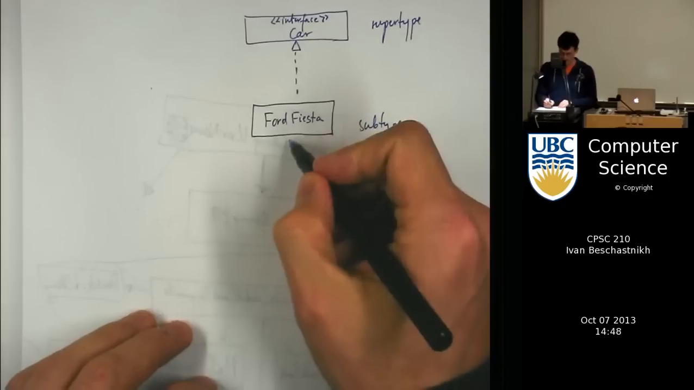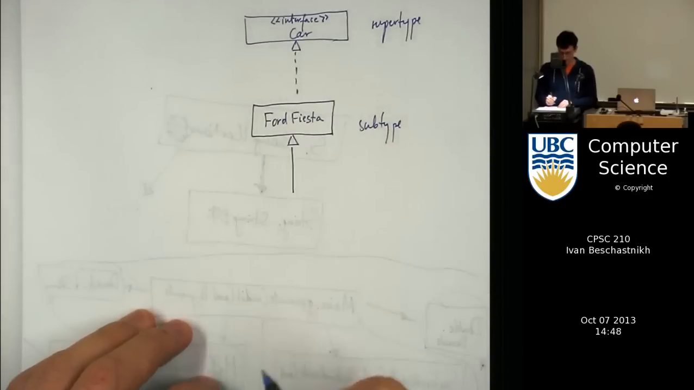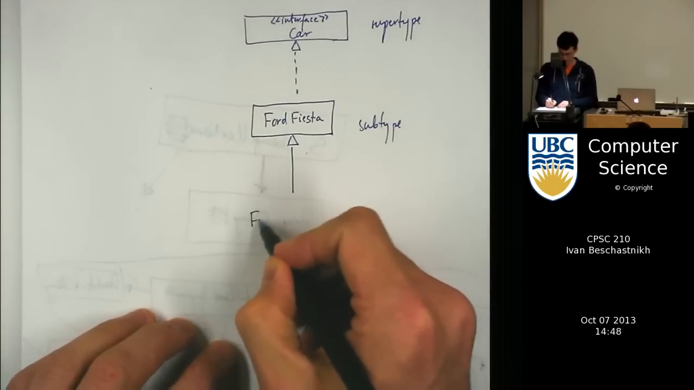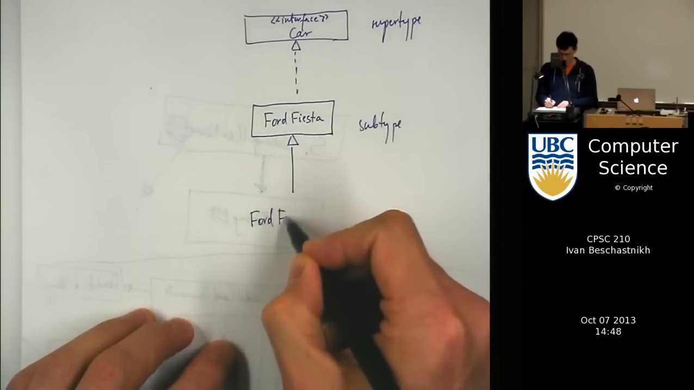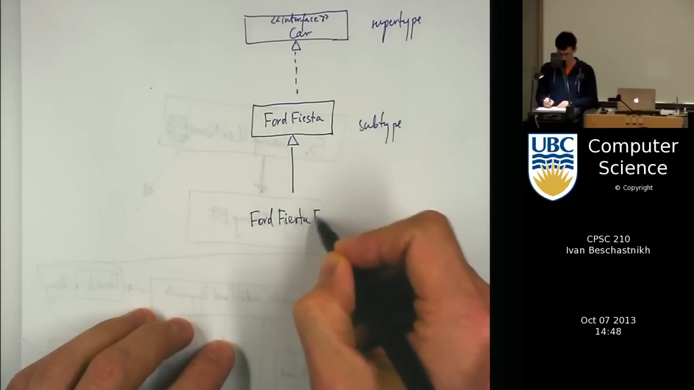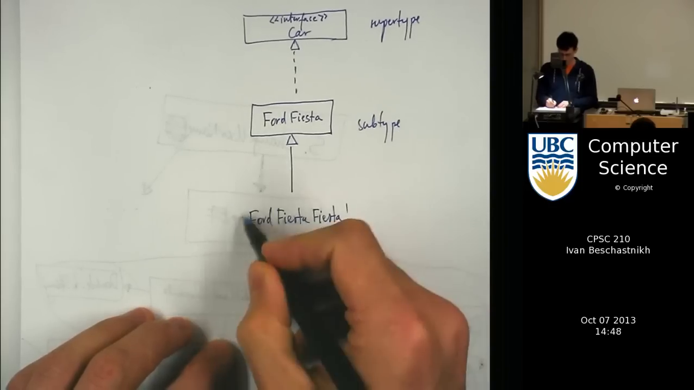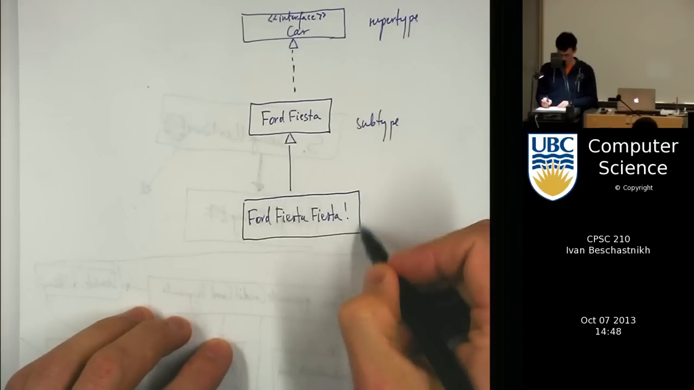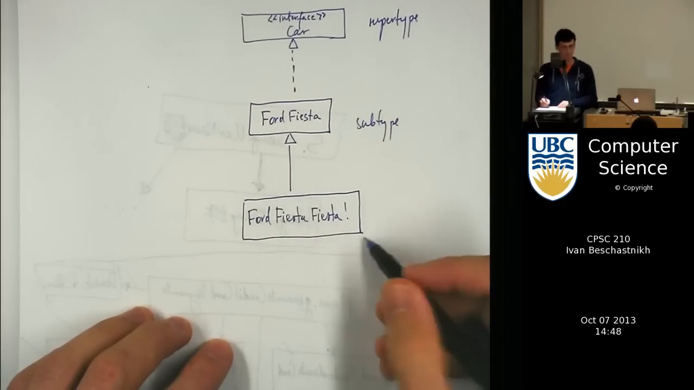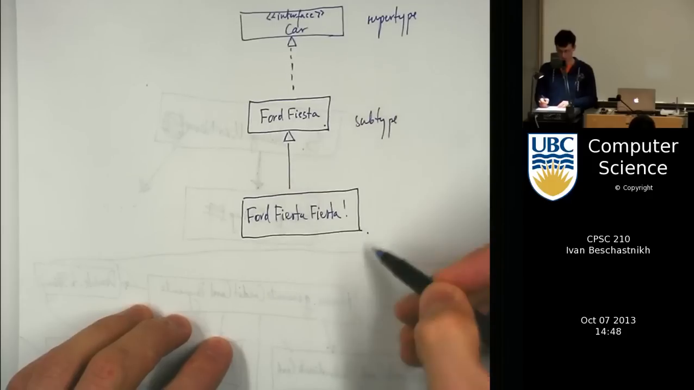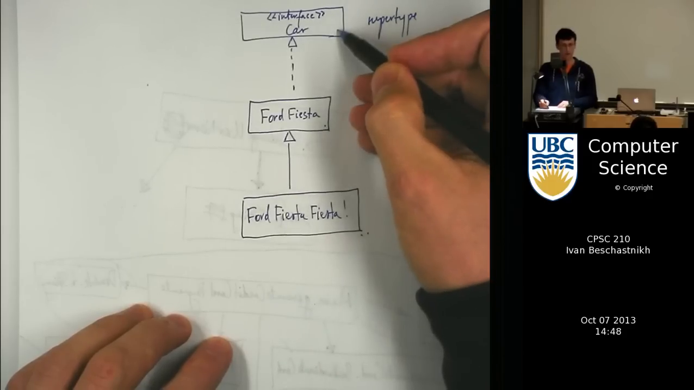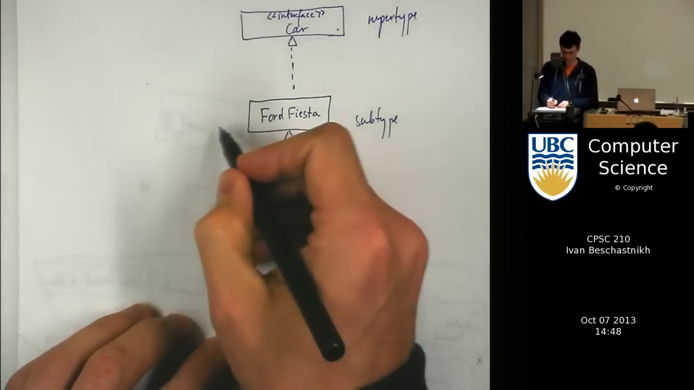But if I had extended this Ford Fiesta to be Ford Fiesta with an exclamation point, right? Then this also would be a subtype of Ford Fiesta. It would also be a subtype of car. And then Ford Fiesta would be a superclass.